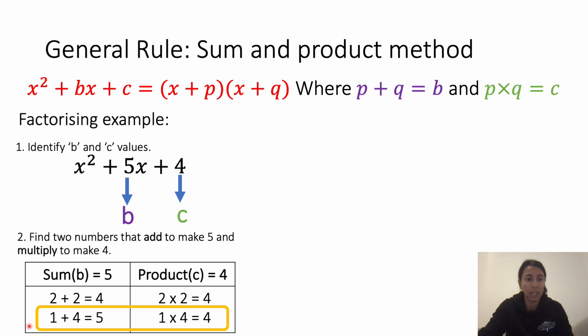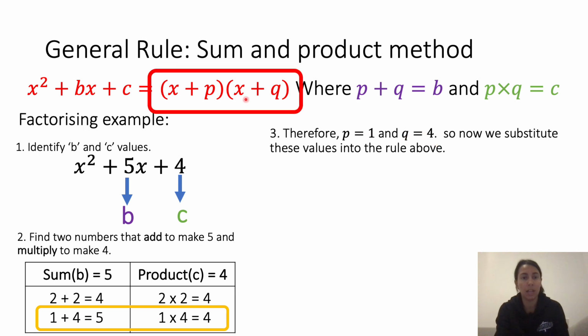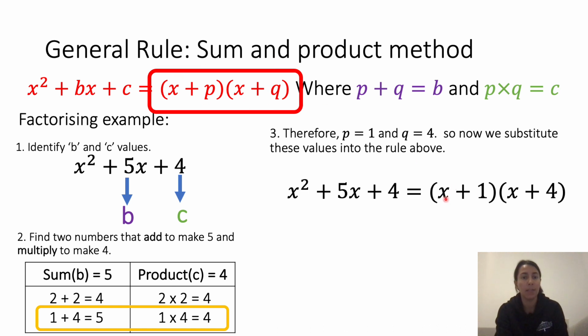I feel like step 2 is the most challenging part. I find setting it out as a table, going through all your possible times tables for your product, is the easiest way to go through it first. Then my p value would be 1 and my q value would be 4, and I substitute that back into this general rule here. So it would look like x plus 1, x plus 4, and that would be factorized.